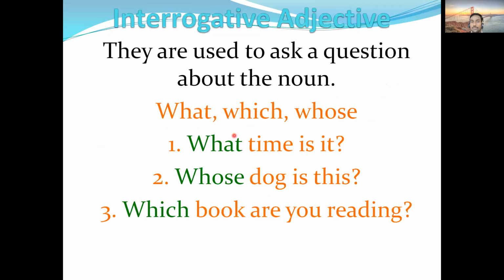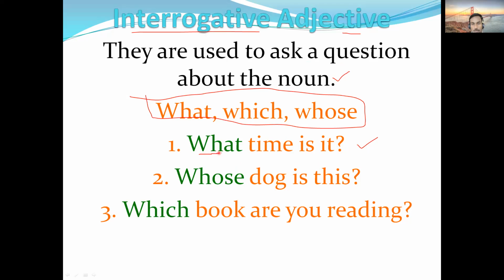I think that we are moving to the next type, and that is interrogative adjectives. Interrogative adjectives are nothing but WH words which are used to ask questions with a noun. Okay, so they are used to ask questions about the noun. For example, what, which, whose. For example, the sentence is here: what time is it? So what and time. So what is the noun here? Time is the noun. So what is the adjective here in this sentence? And that is an interrogative adjective.